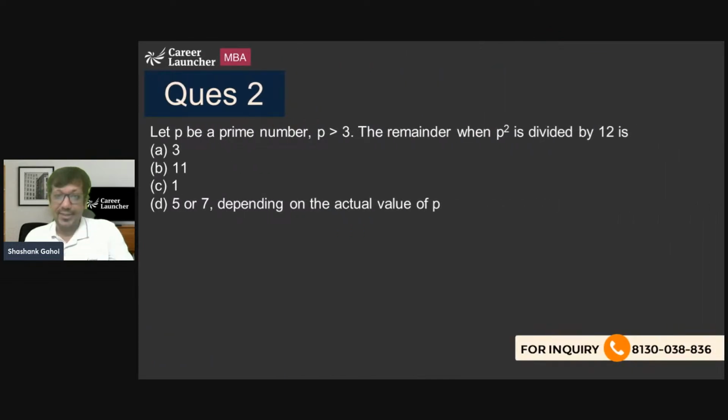Second question. P is a prime number, where p is greater than 3. What is the remainder when p square is divided by 12? If I'm dividing p square by 12, then what should be the remainder?